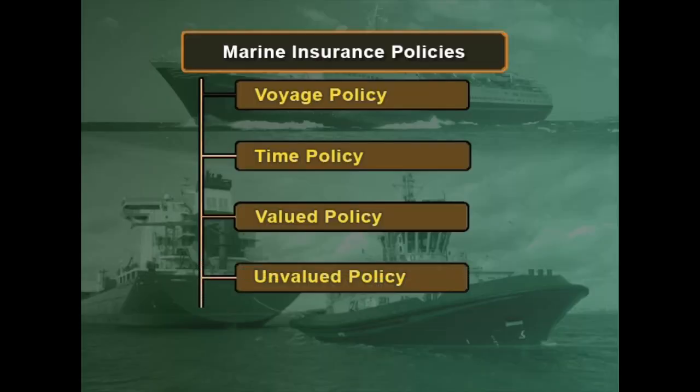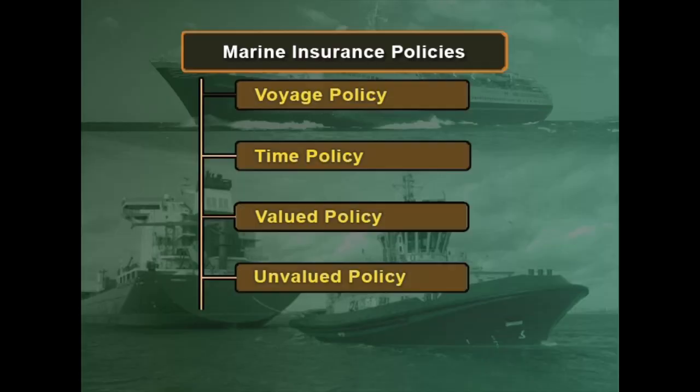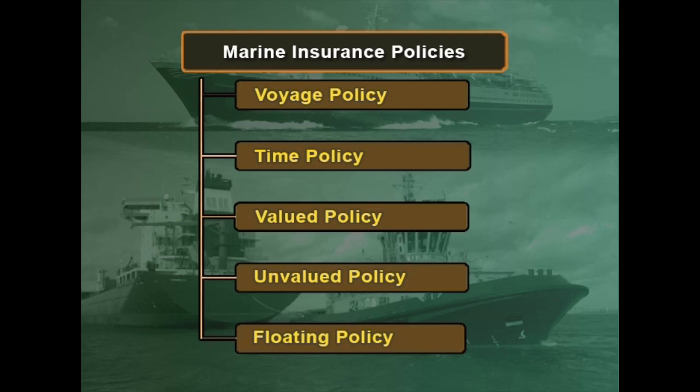Unvalued policy. It is a policy which is open and has an agreed value other than the specified insurance amount of sum. It does not specify the value of the subject matter assured, but subject to the limit of sum assured, leaves the insurable value to be subsequently ascertained as per the provisions of the Act. Floating policy. A floating policy is a policy which describes the insurance in general terms and leaves the name or names of ship or ships and other particulars to be defined by subsequent declaration.